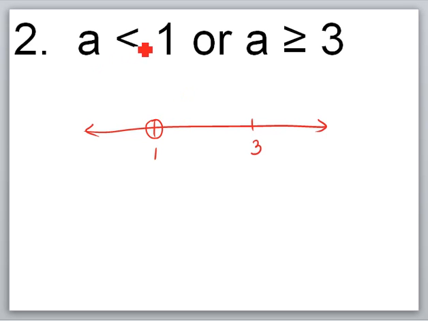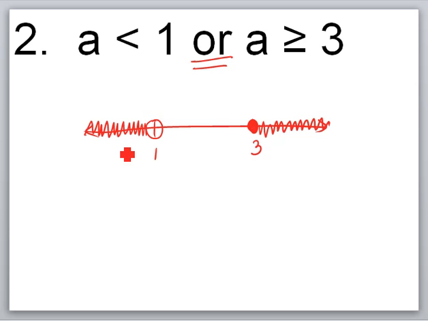So a is less than 1. So we're going to go less than 1, or a is greater than or equal to, colored in dot, greater than or equal to 3. Remember, or statements look like those outer edges are shaded. That is what they look like the majority of the time.